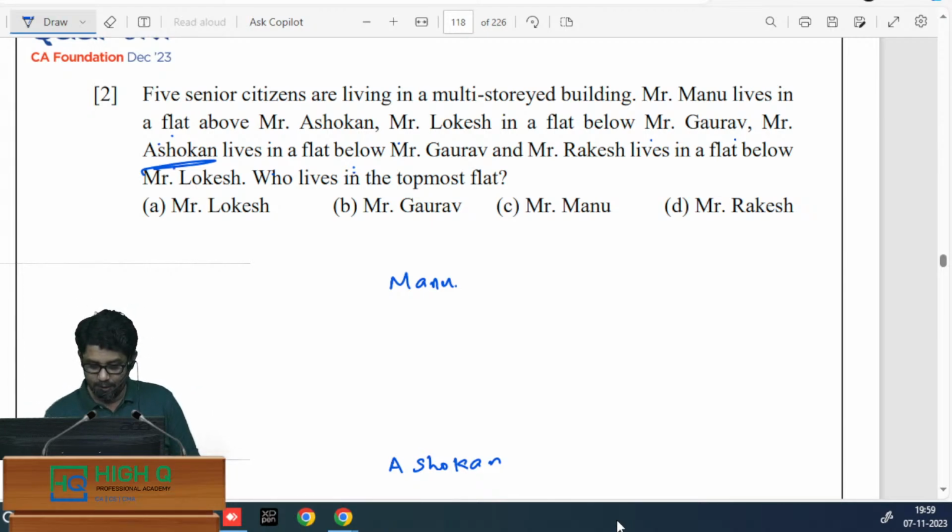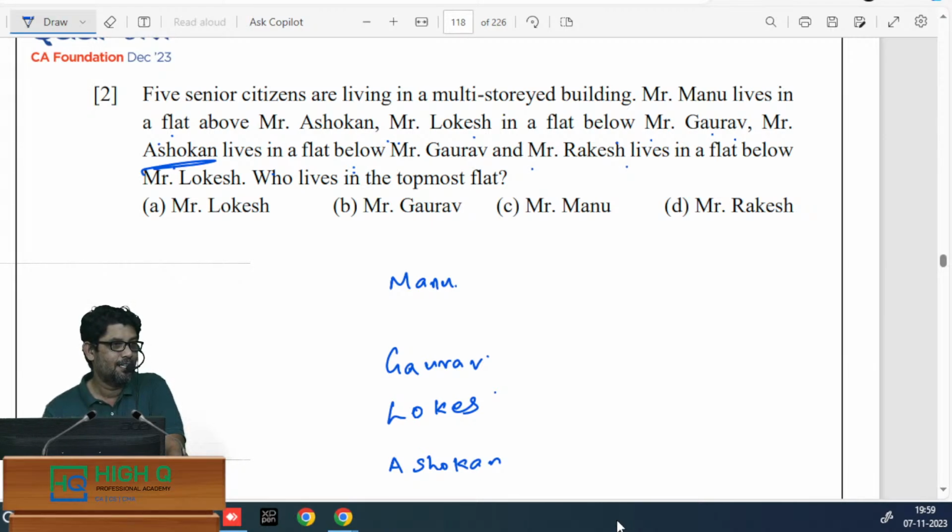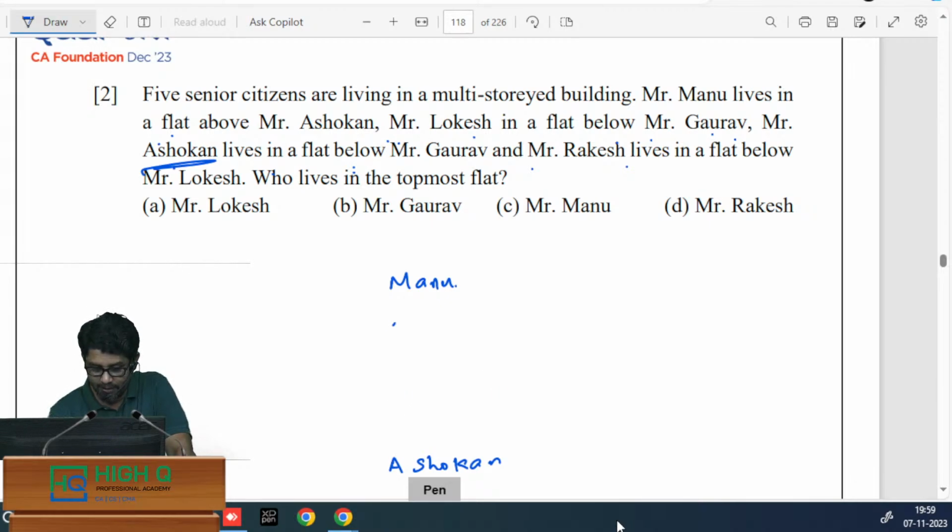Mr. Ashokan lives in a flat below Mr. Gaurav. Can I take Gaurav here? Yes. Now, Mr. Lokesh lives in a flat below Mr. Gaurav. That means what? See, I made a mistake. Here Lokesh, here Gaurav. Next. Mr. Rakesh lives in a flat below Mr. Lokesh. See, what mistakes we are committing. Now listen here. This is the reason we also commit mistakes. That's why we always give the gap.